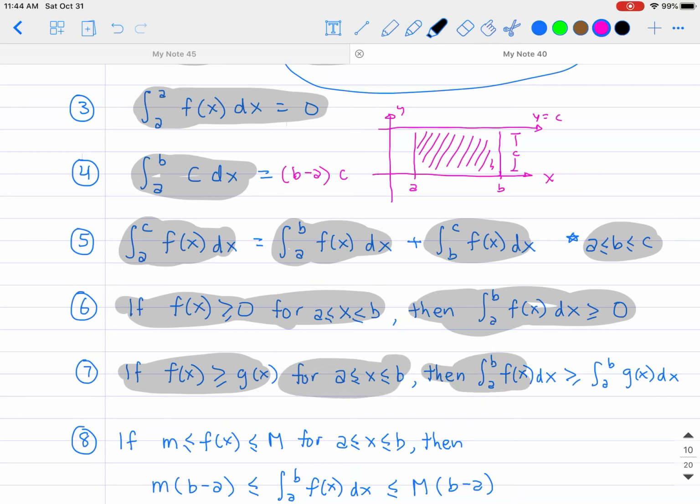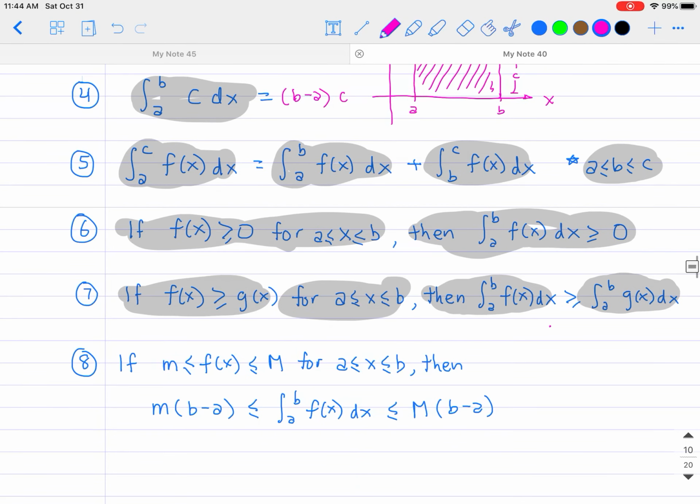Next one, number 7. This is kind of like, in a way, almost like half of a squeeze theorem. It says that if you have a function where one is greater than the other within an interval from a to b, then the area under the curve of the upper function is going to be greater than the area under the curve for the smaller function. So hopefully that part makes sense to you.